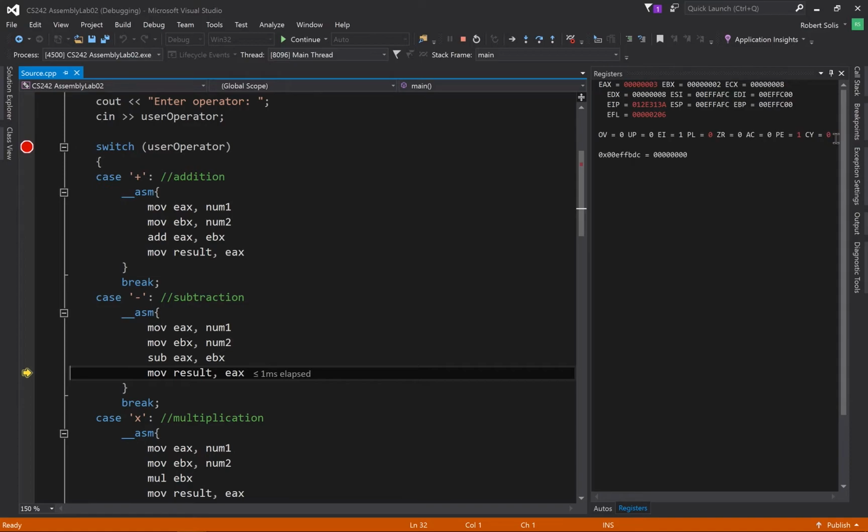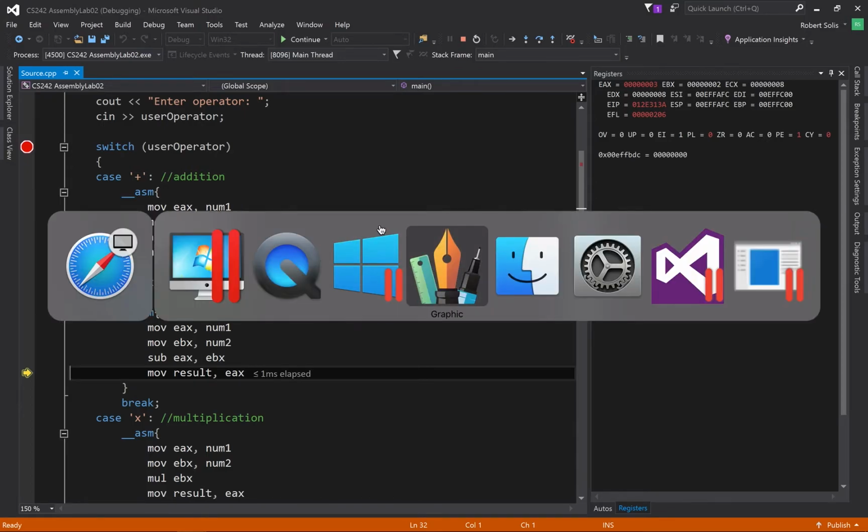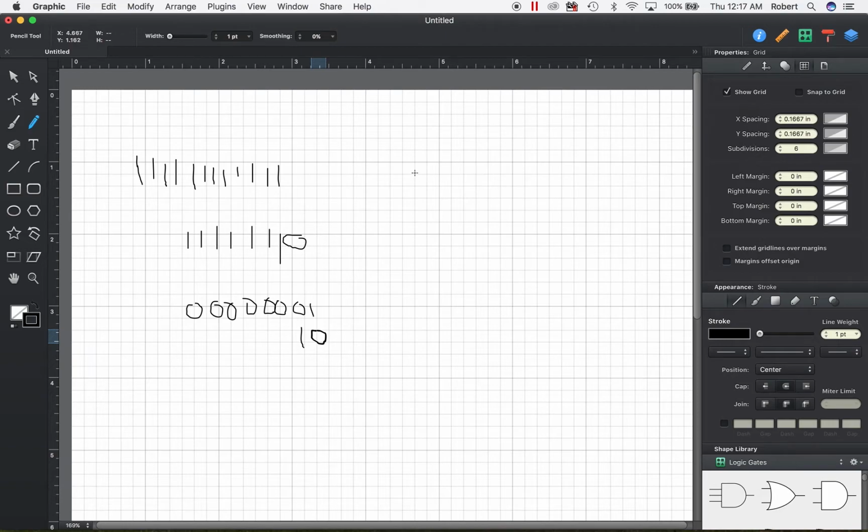It says that the carry is 0. It says the parity, PE, means is the parity even, and this one is saying yes, there's an even number of ones. And in terms of the sign, that's 0. So let's see here. What did we enter? We entered 5 and we entered 2, and we're subtracting those. So let me go over here to my graphics program. We have 5, which is this number right here, and we have 2, which is this number right here, and we're going to subtract those.